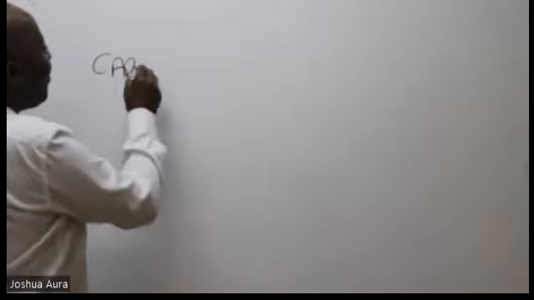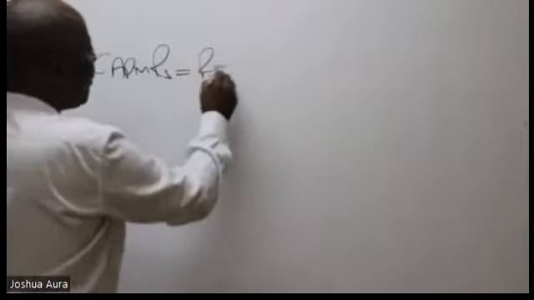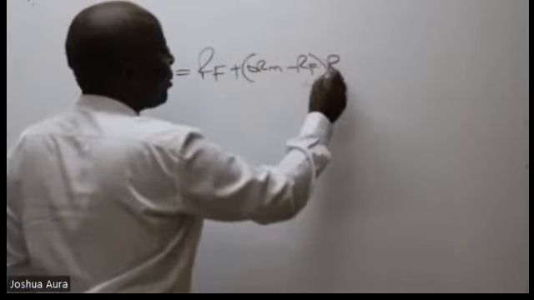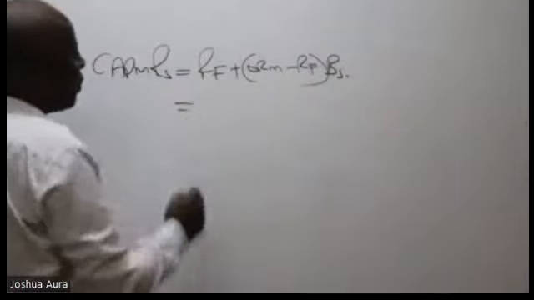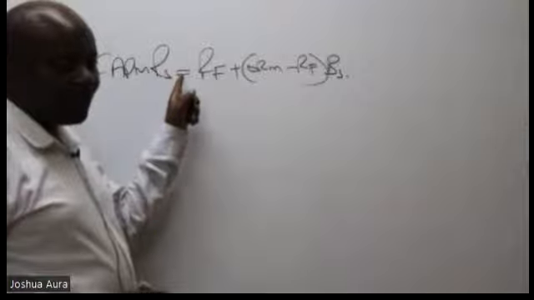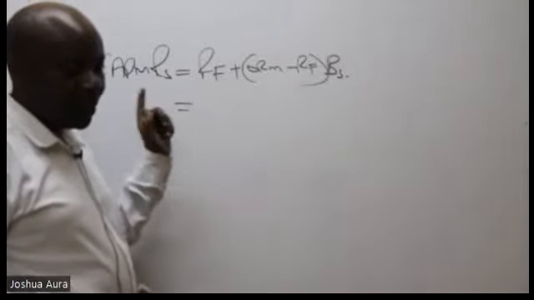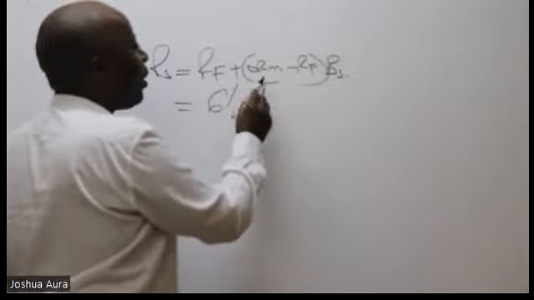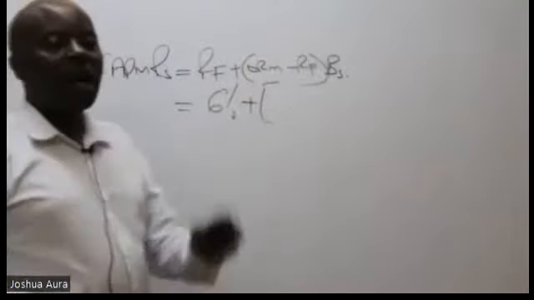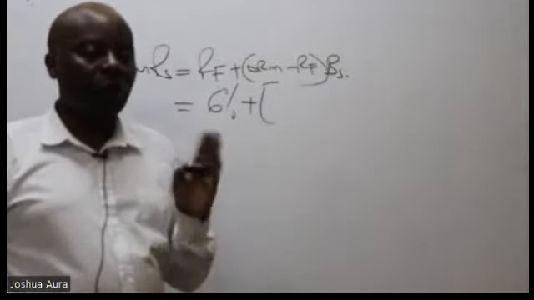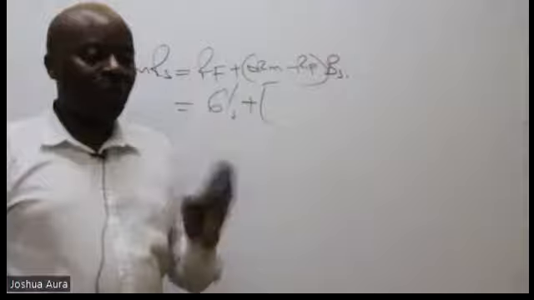So CAPM: returns of the security equals risk-free plus (ERM minus risk-free) times the beta of a security. What was the risk-free rate of return? The risk-free rate of return is 6%. You cannot decide to omit the percentages. How about the expected returns of the market? Have they given me market returns or the premium? What have they given me?